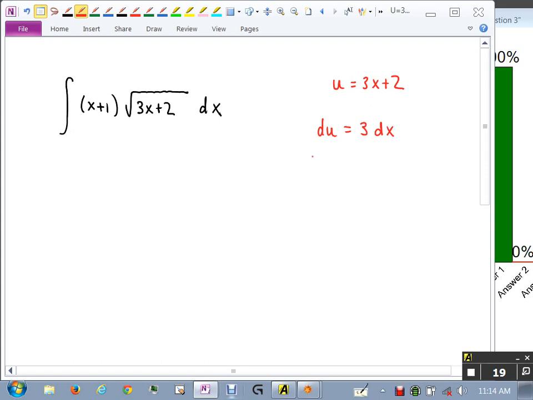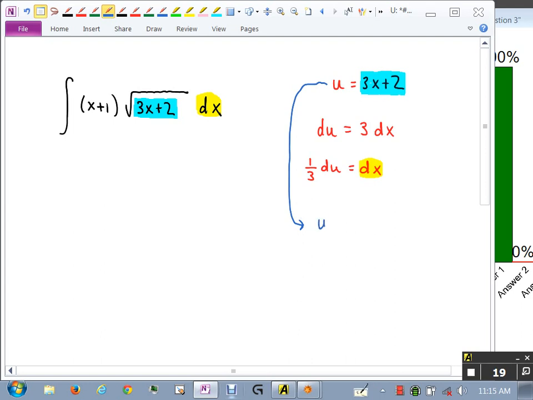So let me isolate the dx here by multiplying both sides by 1/3. So I will be able to replace dx here with 1/3 du. I will be able to replace 3x plus 2 with u, right? But what about the x plus 1? I mean, that's the same thing I did earlier, right? I'm going to have to figure out what x is, right? So solve that for x.